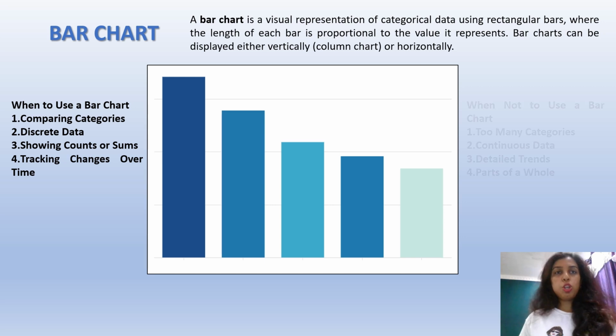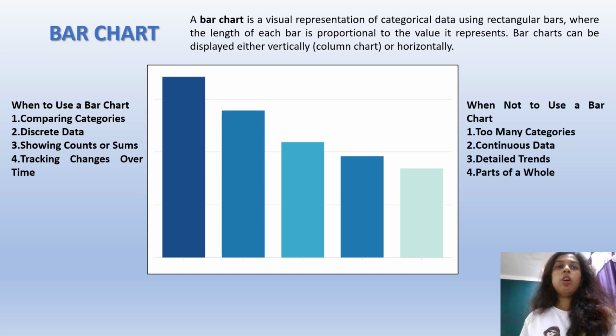Let's see when not to use a bar chart. If there are too many categories, the chart may become cluttered and hard to read. In such cases, a pie chart, line chart, or a summarized visualization might be more appropriate. If the data represents a continuous range like temperature over time or stock prices, a line chart would be more suitable than a bar chart.